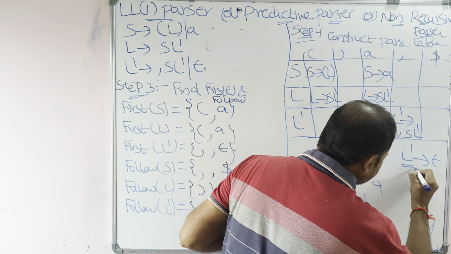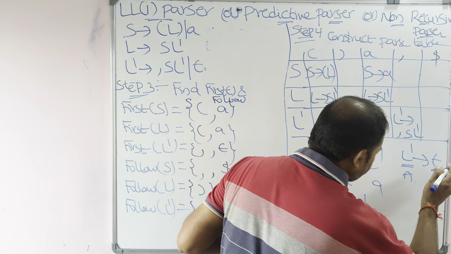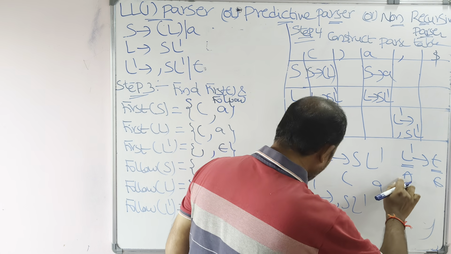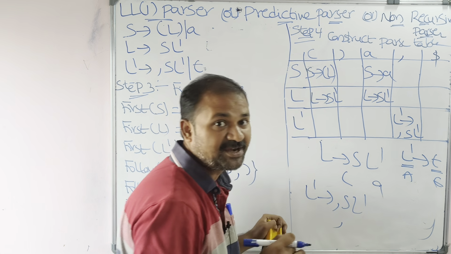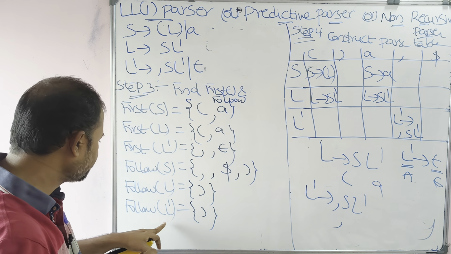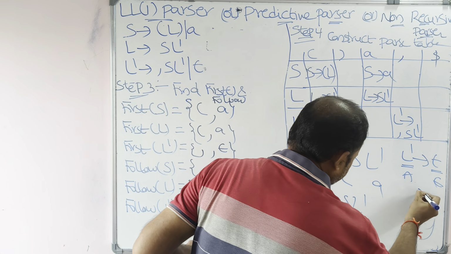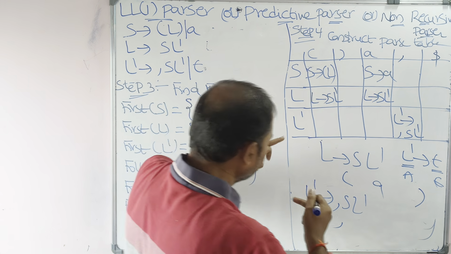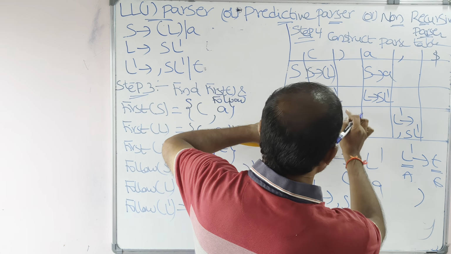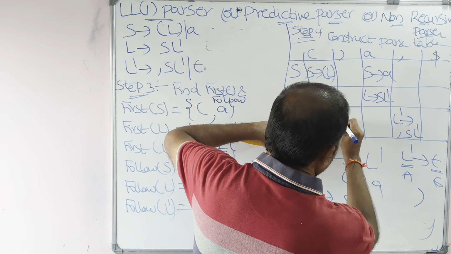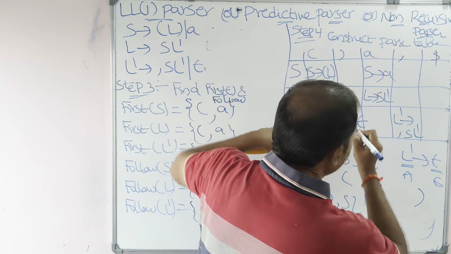Next, L dash produces epsilon. If a production is in the form A produces epsilon, then we have to calculate follow of A. So calculate follow of L dash. What is follow of L dash? Right parenthesis. So M of L dash, right parenthesis: add the production L dash produces epsilon.